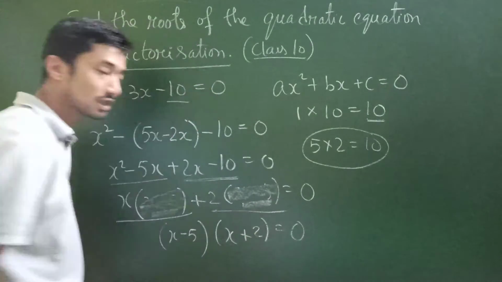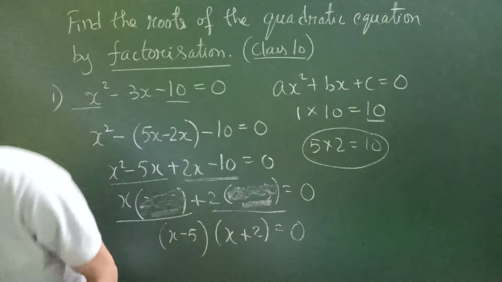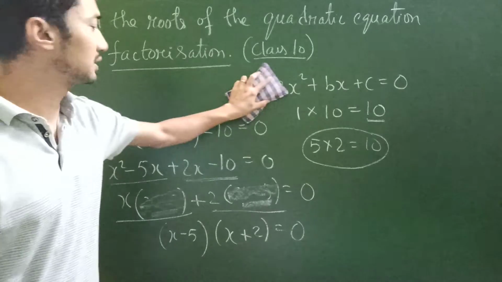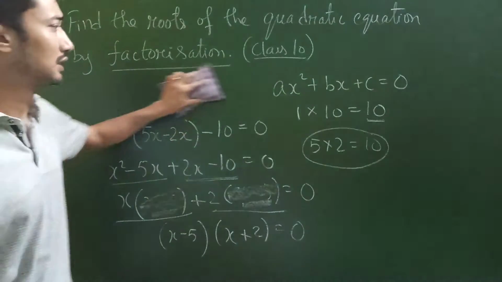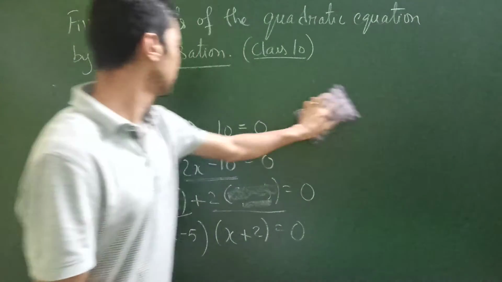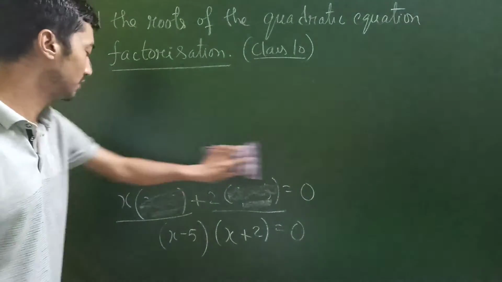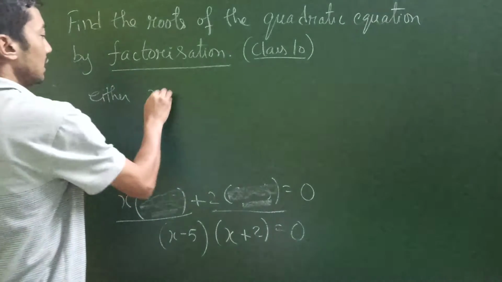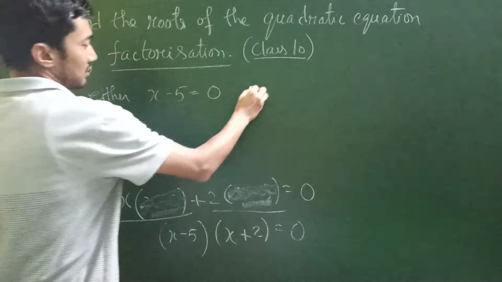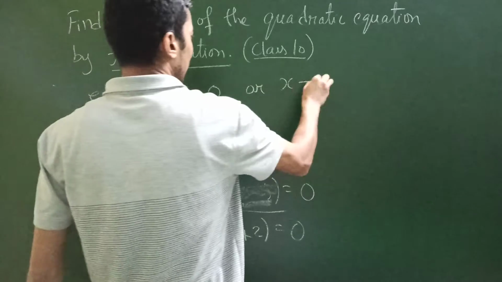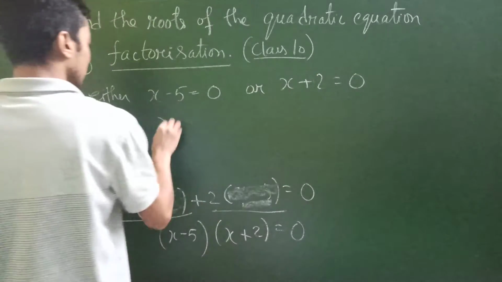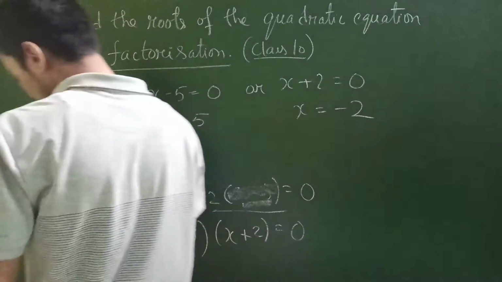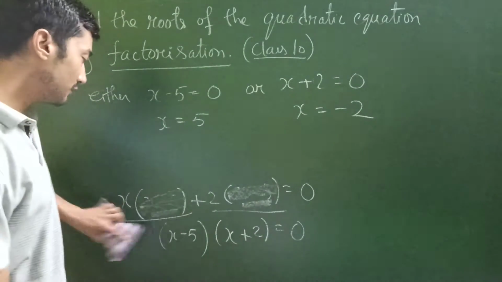That is equal to how much? 0. Okay, alright, so I'm going to rub this off. I hope you have written it down. Okay, so now we will solve. So in that case, because we are supposed to find out the roots here, not just the factors, either x minus 5 is 0 or x plus 2 is 0. So x will be equal to 5, x will be equal to how much? Minus 2.